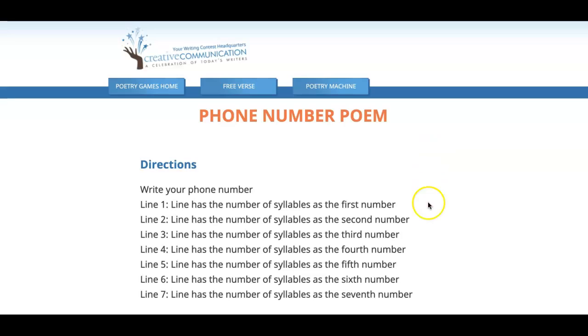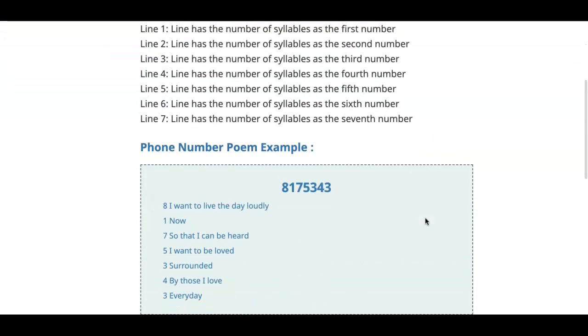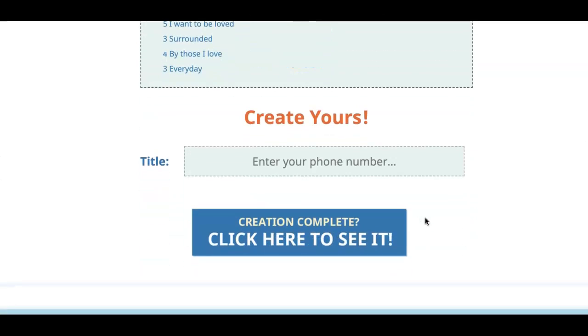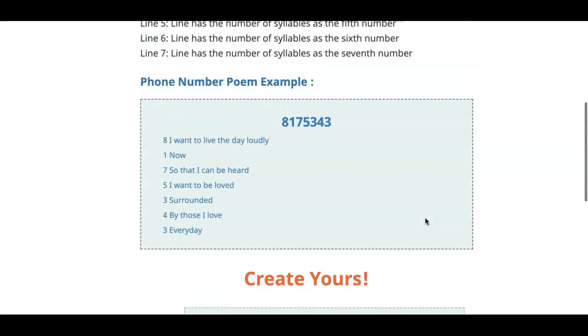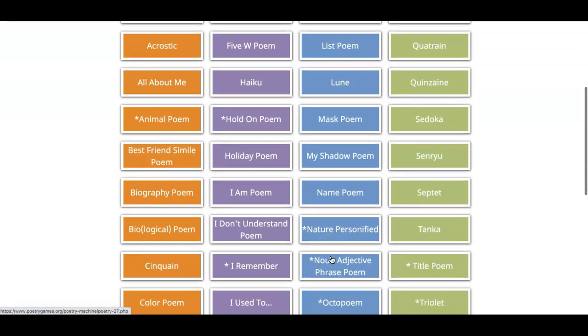So when students click on the phone number poem, it gives them a set of directions, an example, and then the space to create their own. Once they've created their own, they can make a screenshot and share that with you. Let's go back and take a look at some of the other options in Poetry Machine.